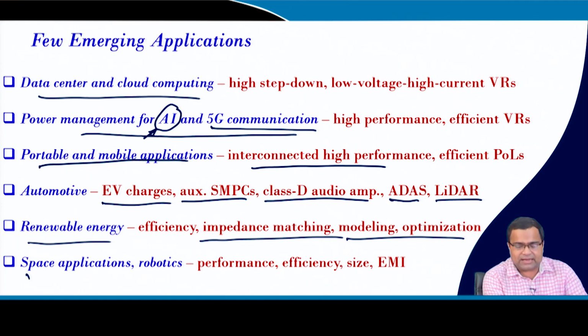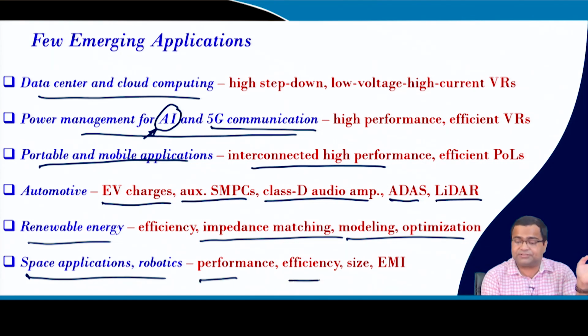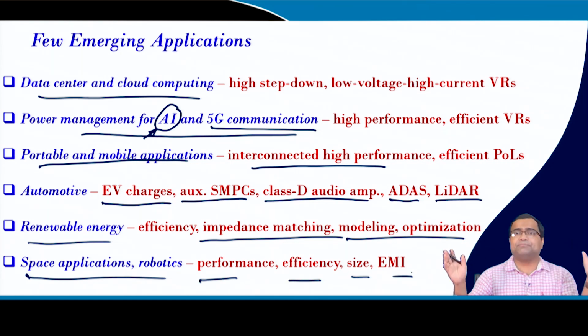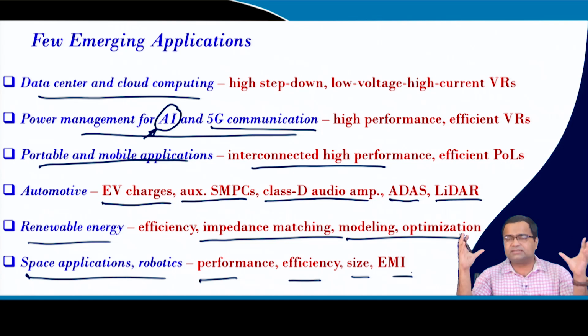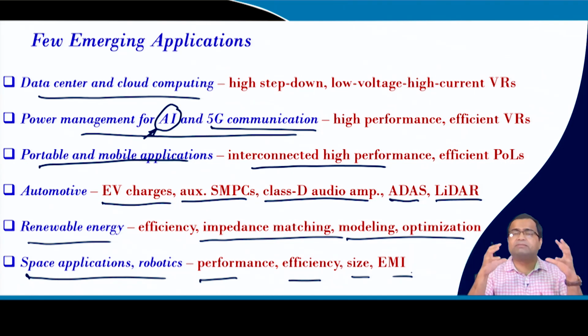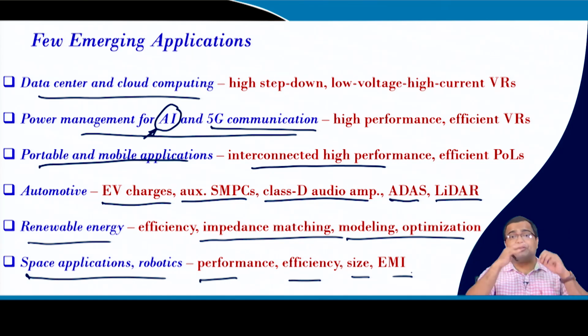The space application, robotics, even more electric aircraft, these are also areas where performance, efficiency, size and EMI are very, very important, because the power supply should be lightweight, smaller in size, highly efficient, and low EMI, because ultimately the power converter will be plugged into the spacecraft and it has to fly, right. So, you need to reduce the overhead due to the power converter weight and other things.